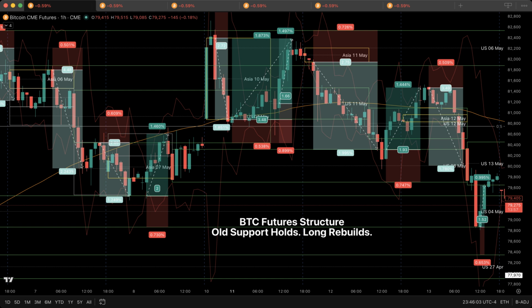Then price drops again. It tests May 4th U.S. session lower boundary. That is the key location. Old support is being tested. If that lower boundary fails cleanly, the long is gone. If that lower boundary holds, and price starts to return, the long begins to form.